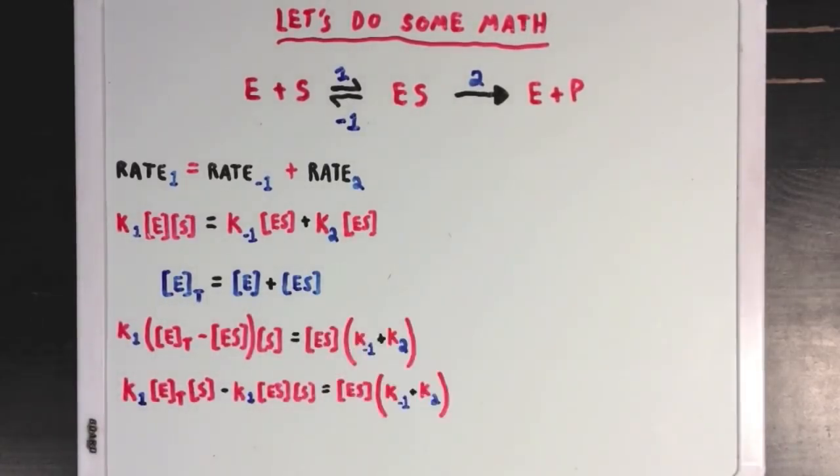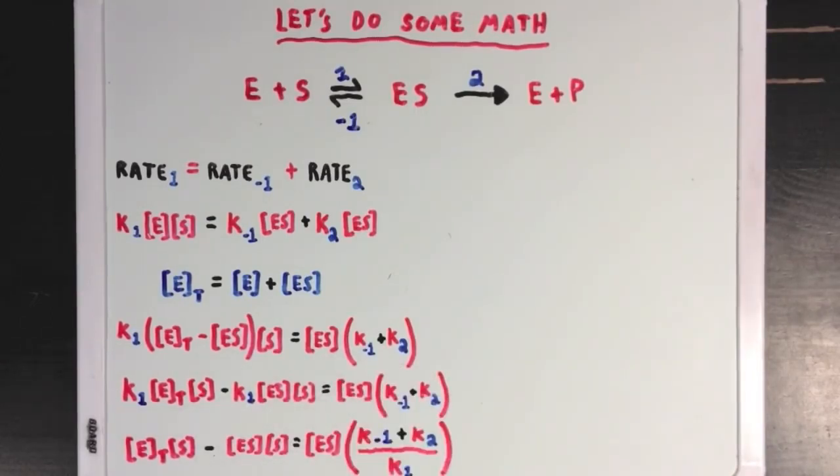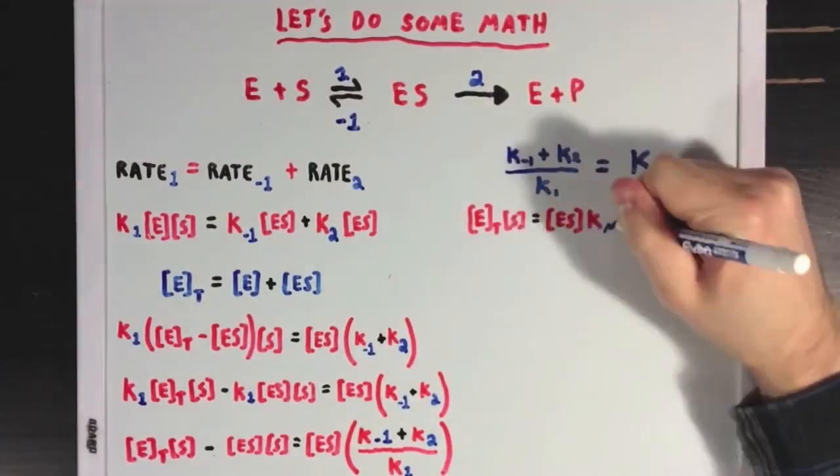And now I'm going to divide both sides of the equation by K1. So K1 will disappear on our left side, and on our right side I've put K1 in with all the other rate constants. Now since all these rate constants are constant values, I'm going to combine them in this expression of K-1 plus K2 over K1 into a new term Km, which I'm going to talk a little bit more about later.